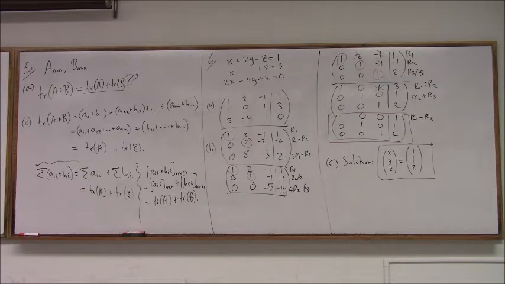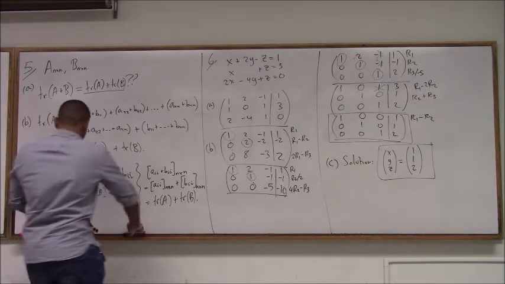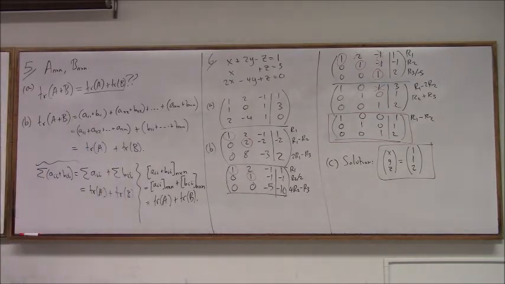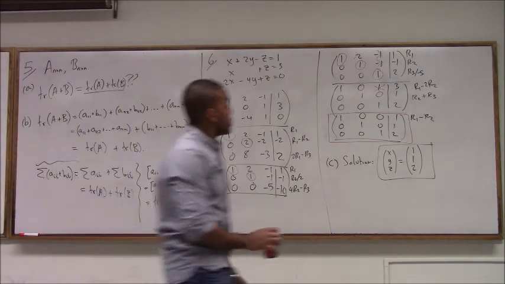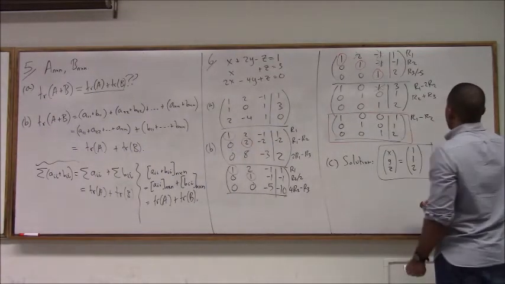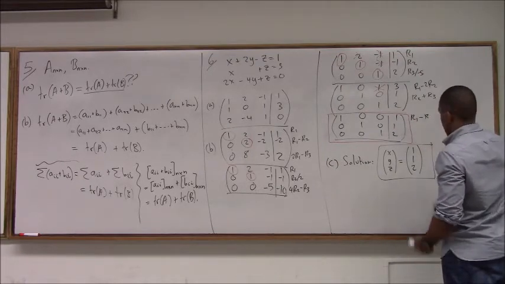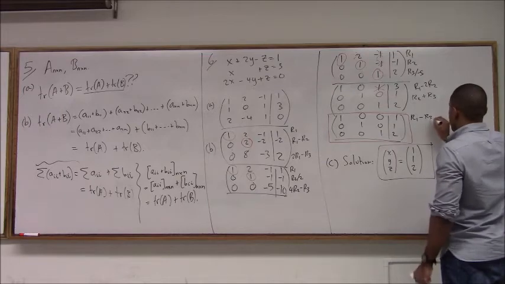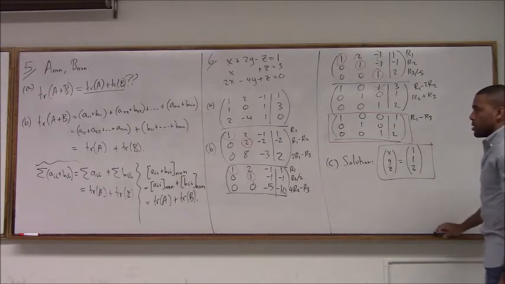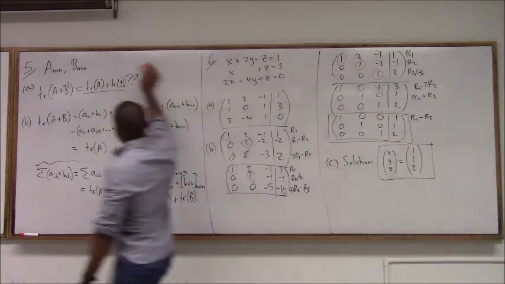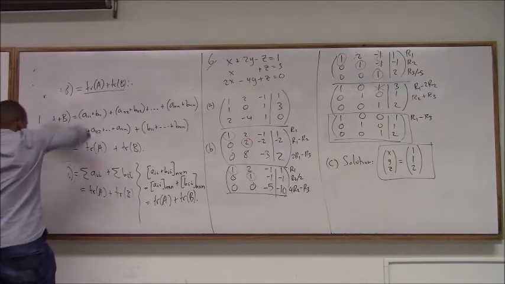Oh, we actually skipped problem 3. Yes. Isn't row 1 minus row 3 for the last step? Row 1 minus row 3. Yes. I need it. It's the same. That's what I need.